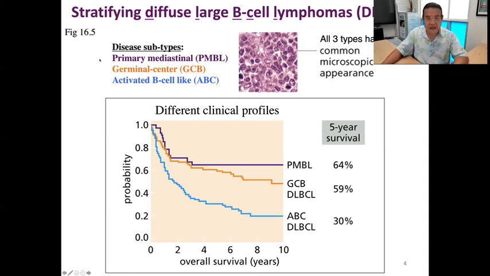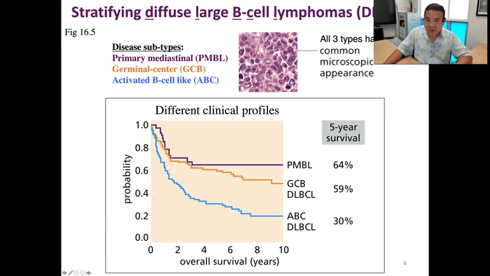So there's three main disease subtypes of this diffuse large B cell lymphoma that patients present with in the clinic. And they are called primary mediastinal, germinal center, or activated B cell-like. You don't have to know the names of these, but I think if you follow what this example is trying to teach you, you'll see why some of these techniques are so important.